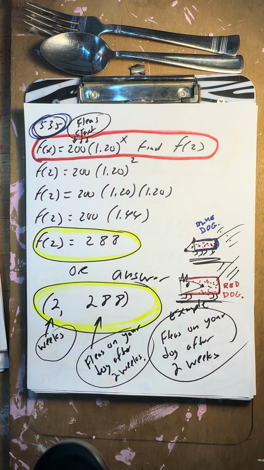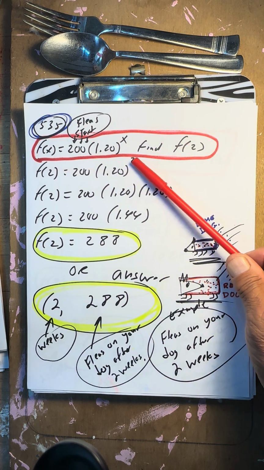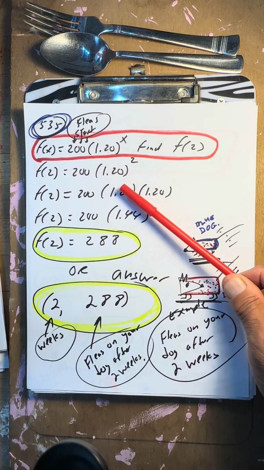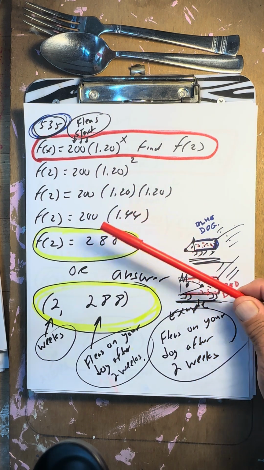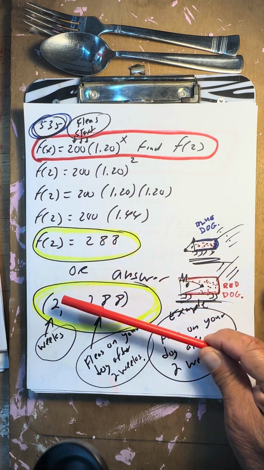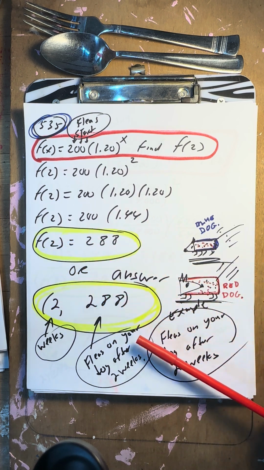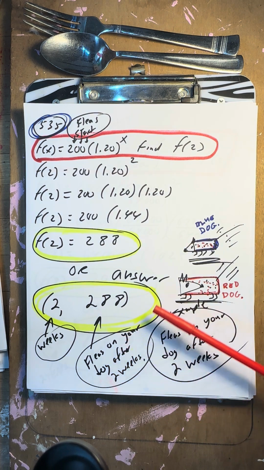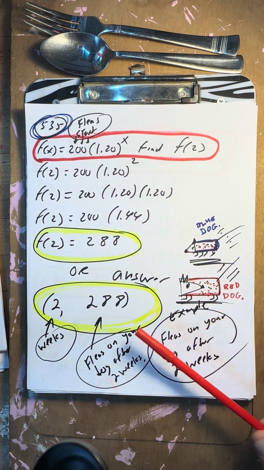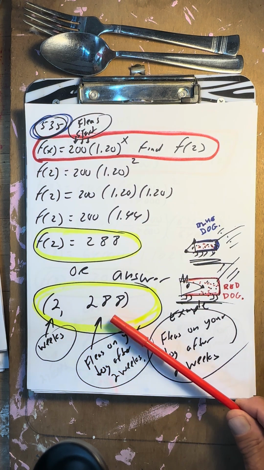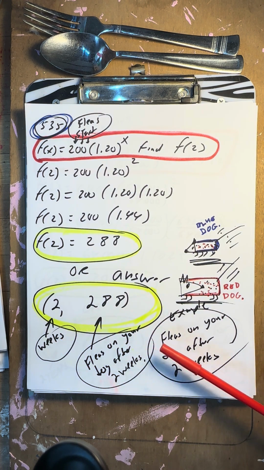How about this one? What does this one say? Find f of 2. Put a 2 in there. 1.20 to the 2 means 1.20 times 1.20, which is 1.44, times 200 is 288. Again, f of 2 is that, or 2 comma 288. What is this? Example, this is fleas on your dog. So he starts out with 200, and what happens? 2 weeks later, there are 288 fleas on your dog.